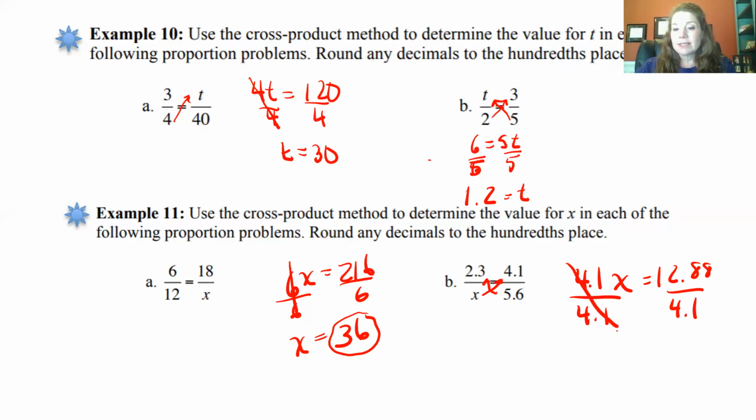And I'm going to, 4.1 divided by 4.1 is 1. So I'm going to divide 12.88 by 4.1. And my answer is 3.14. That is the answer.